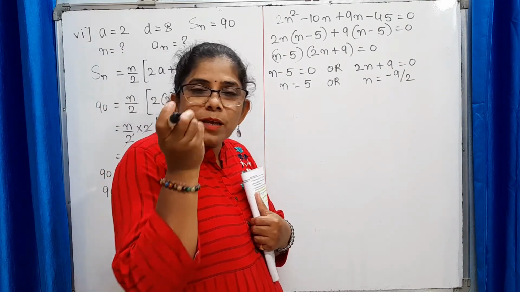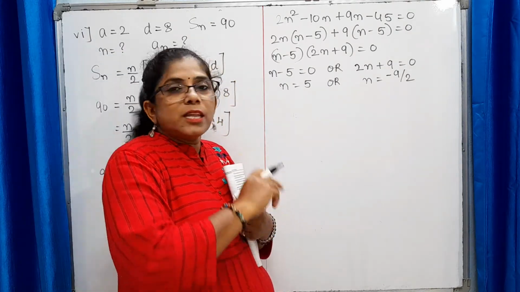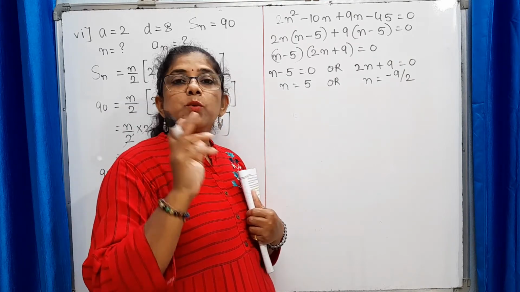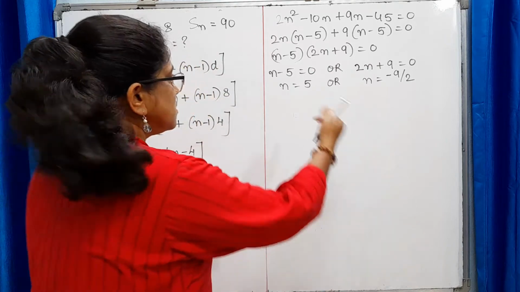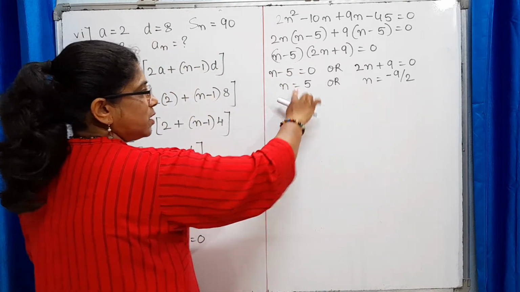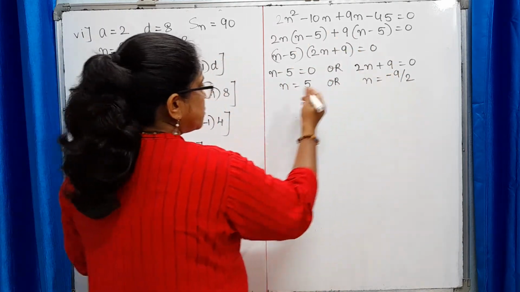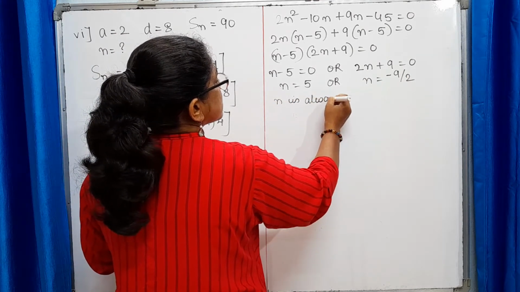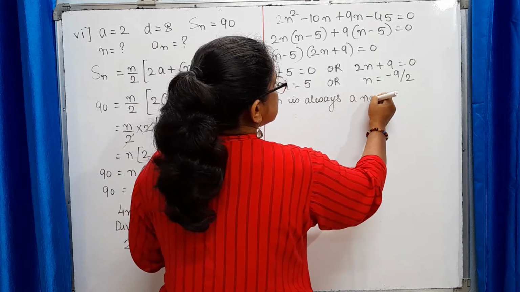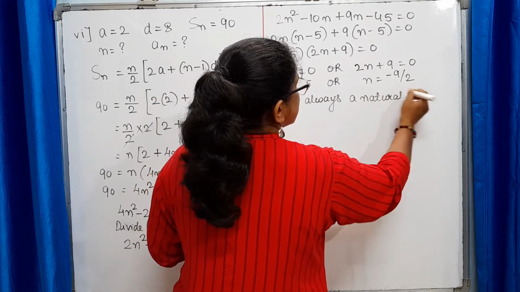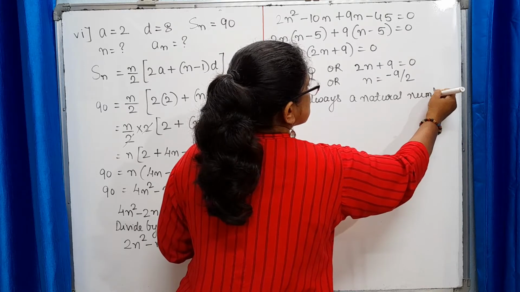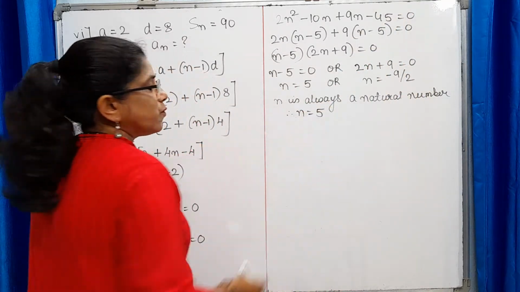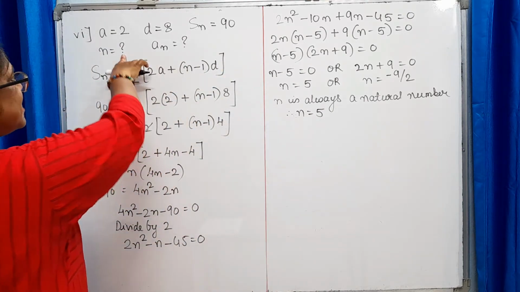Why? Because it is a number of terms, and the number of terms can never be negative or any fraction. N is the number of terms, so it is always a natural number. So the possible value of n is 5 and not minus 9 upon 2. N is always a natural number and therefore n is equal to 5. Now the first thing is done, n is equal to 5.